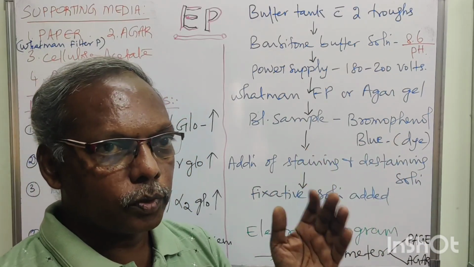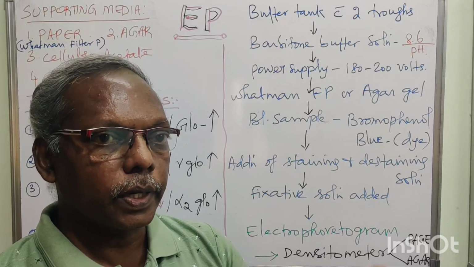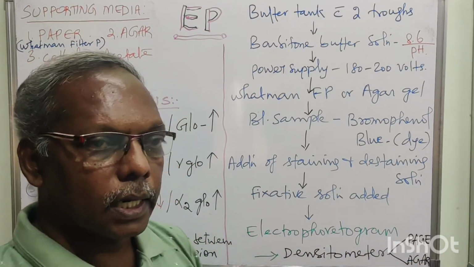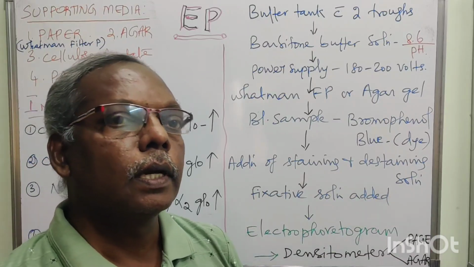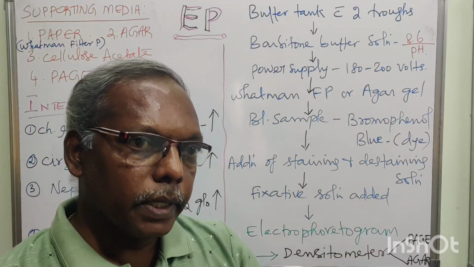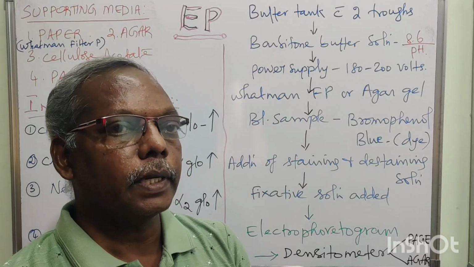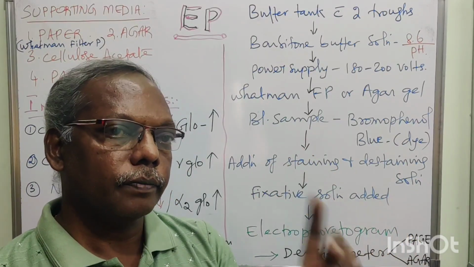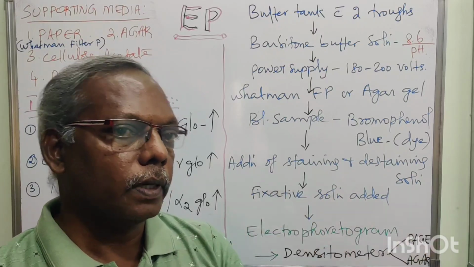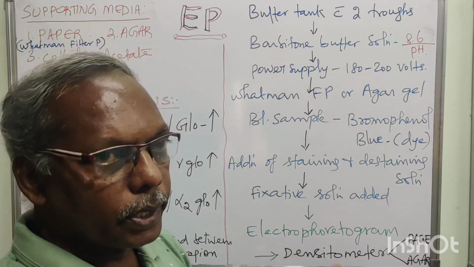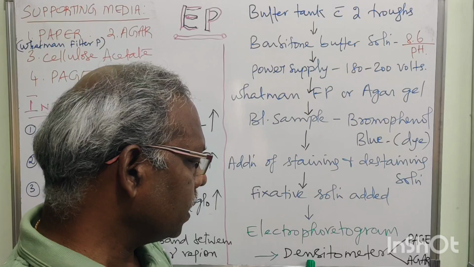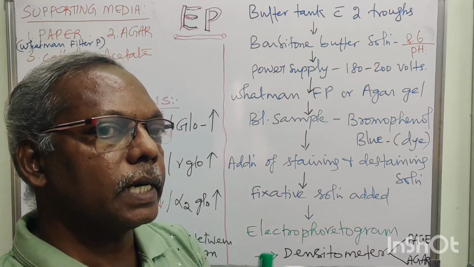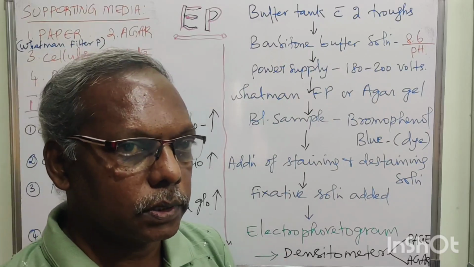In the paper electrophoresis, you can read the diagram, you can read the bands. Whereas in PAGE and agar gel electrophoresis, you should apply this electrophoretic slide into the densitometer. That machine will give the density of the band, color of the band, width of the band, like that. It will give the printout. Right? That is why nowadays we are using densitometer only for the study of the bands of electrophoresis.